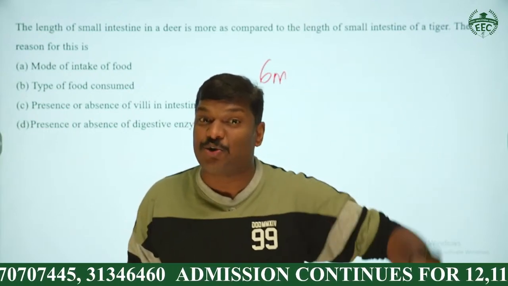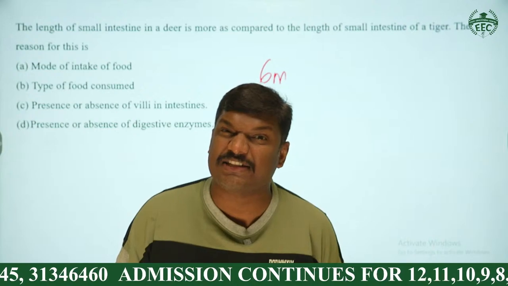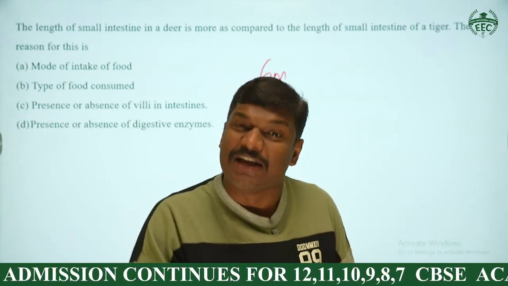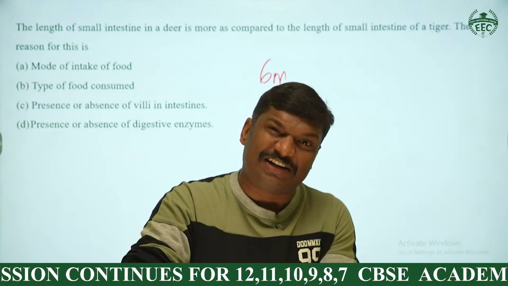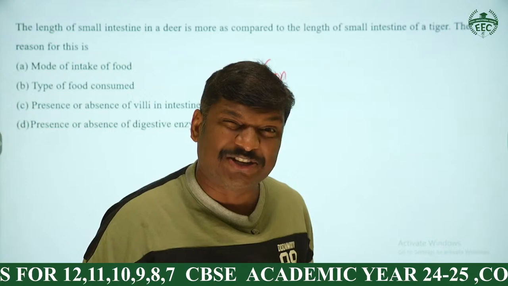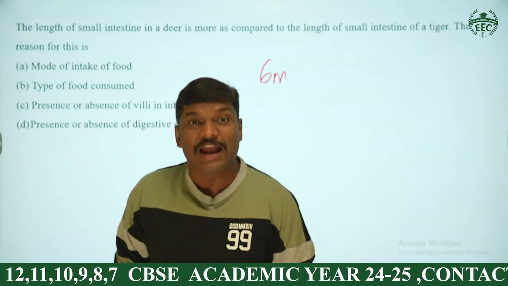The second is saprotrophic nutrition, seen in fungi and mushrooms. They release enzymes outside, the food is digested externally, and the materials are taken in. It is a special type of digestion from dead and decaying material, called saprotrophic nutrition. And one more is parasitic nutrition.